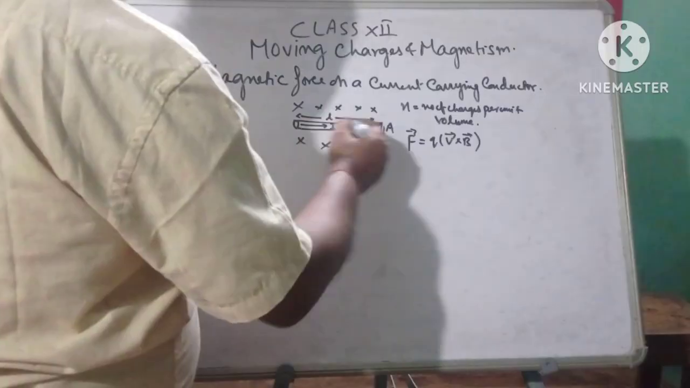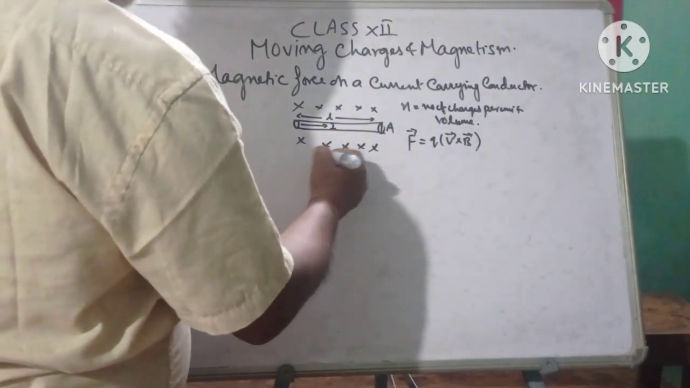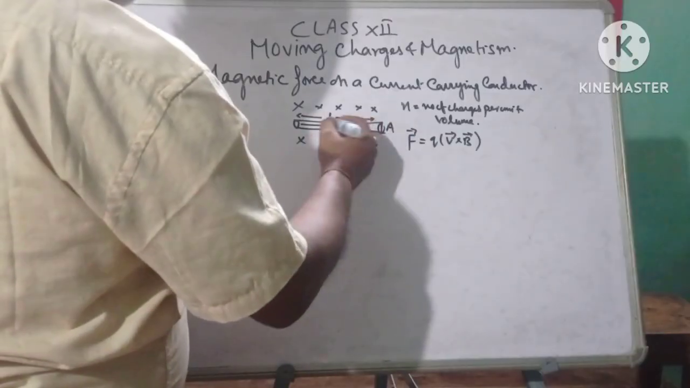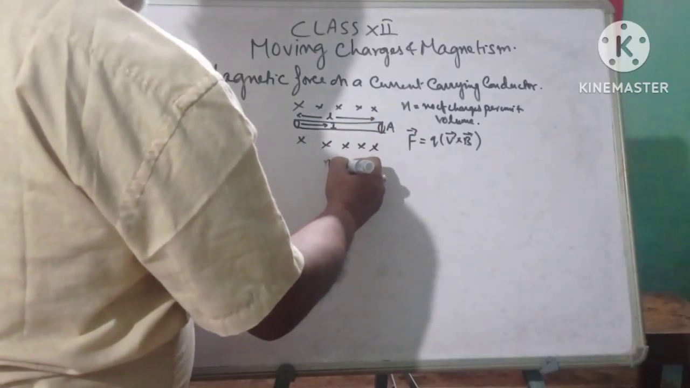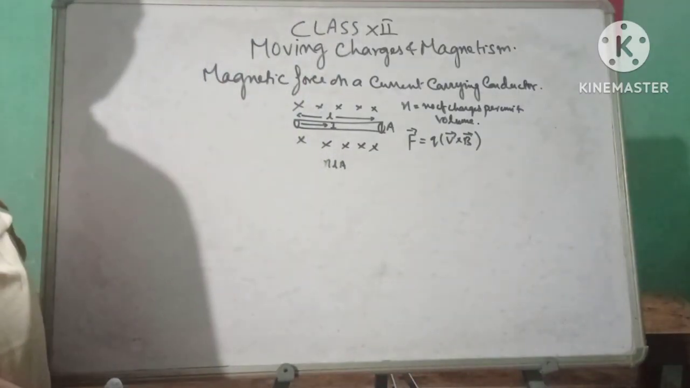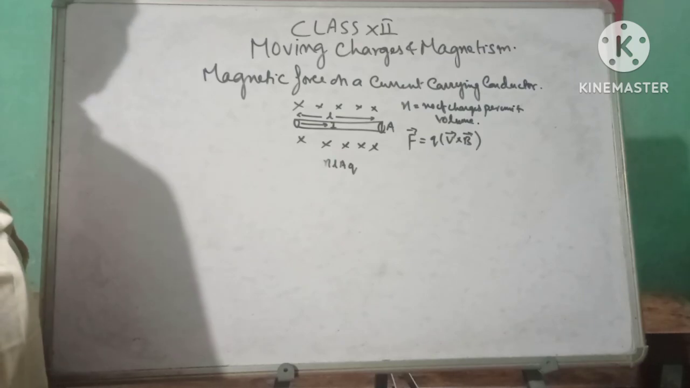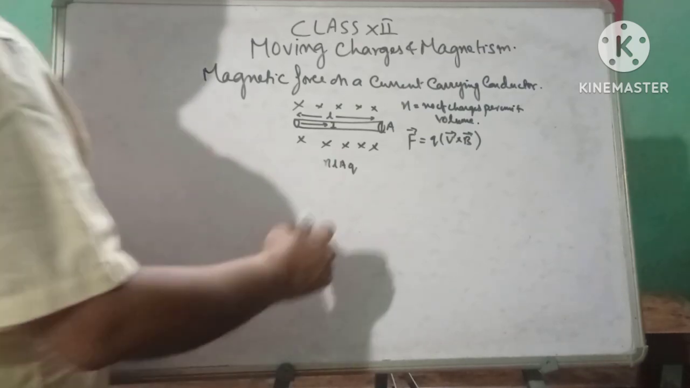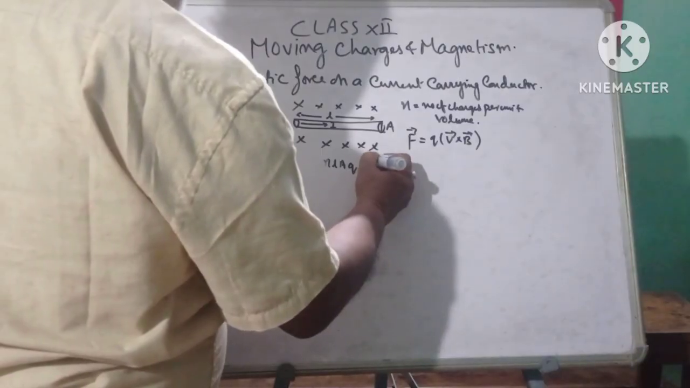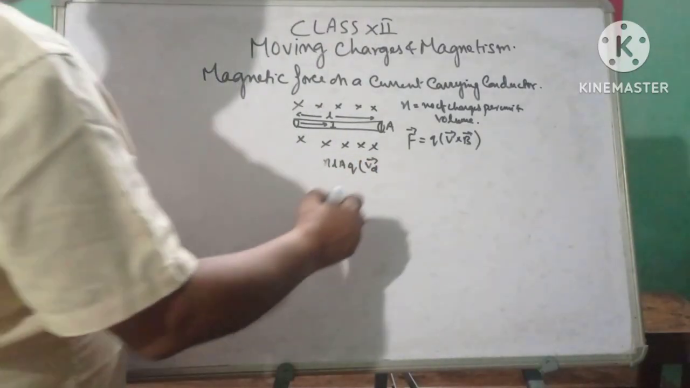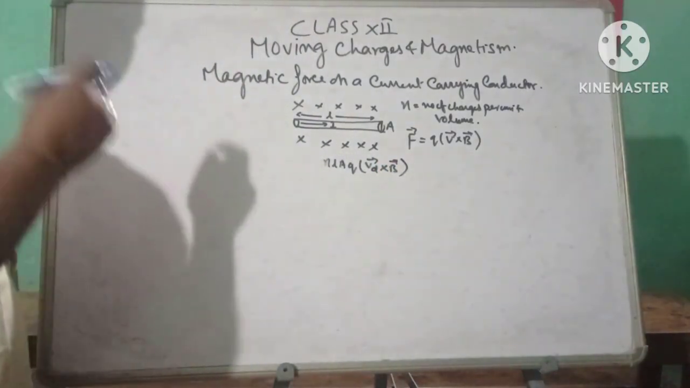Your Q here is charge. What is the charge in this conductor? The charge is per unit volume. That means for this volume L A, the number of charges is N L A, into Q. This is the total charge here. Since the charge is moving, we have to take drift velocity cross B vector.